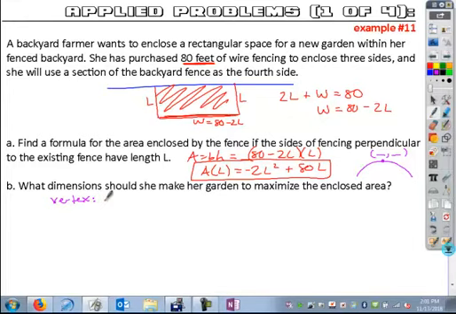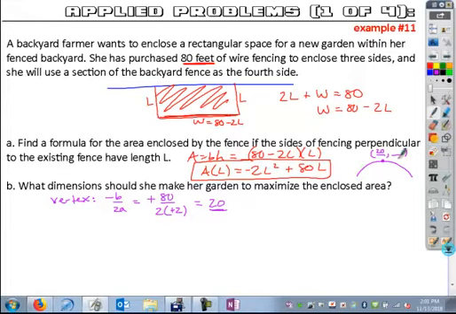Okay, so the vertex can be found by using negative b over 2a. So our b value was 80, so negative 80 over 2 times our a value, which is negative 2. The negatives cancel. 2 times 2 is 4, goes into 80 20 times. And so this right here is our x-coordinate.